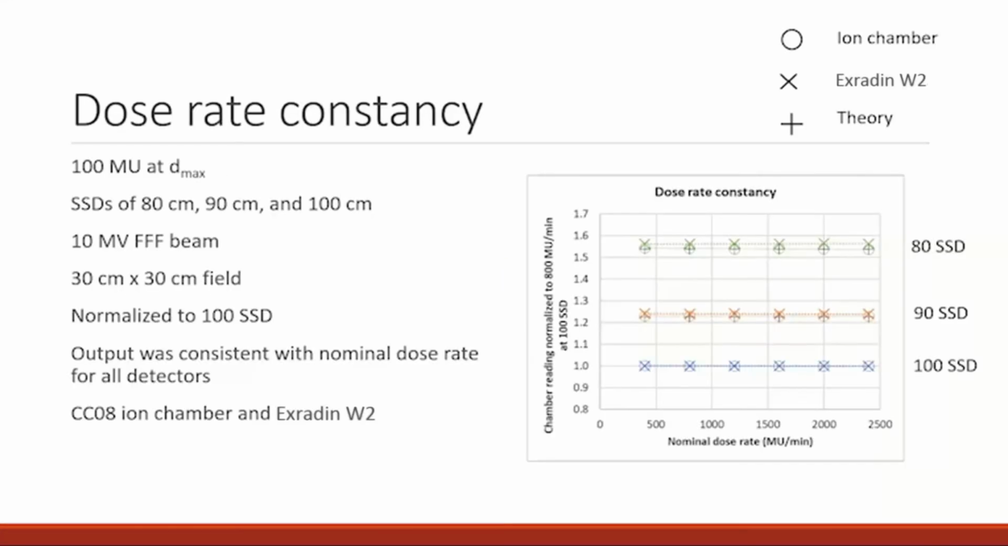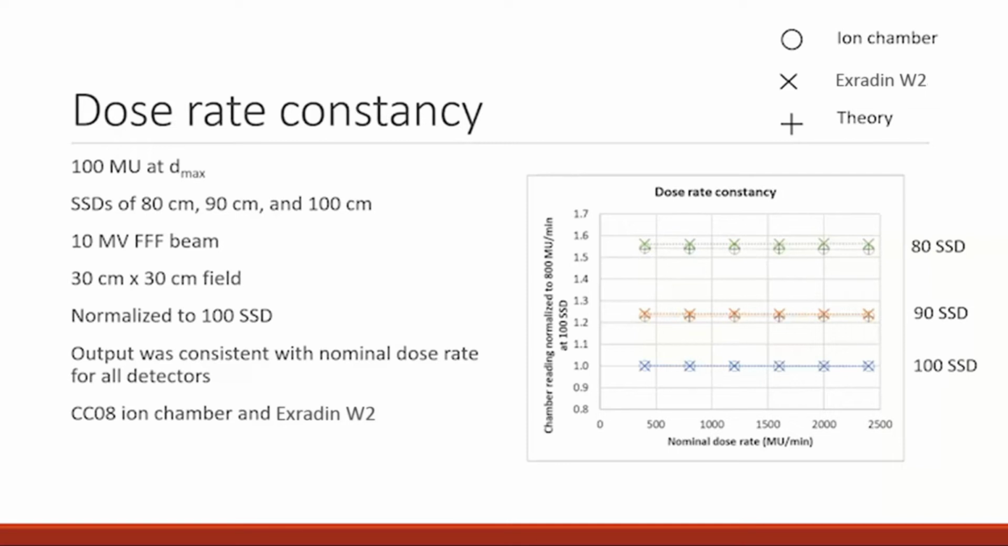So finally, we will cover our results. For our dose rate constancy, just to review, we delivered 100 MU to each detector at Dmax at SSDs of 80, 90, and 100 centimeters. We're using our 10 MV flattening filter free beam and a 30 by 30 field to get the highest dose rate that we could. We normalized all of the measurements to the measurements at 100 SSD. And on the right here, you can see a plot of our results.